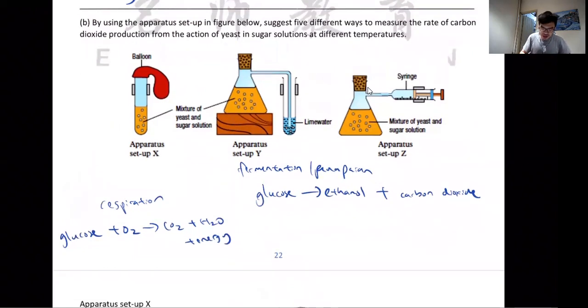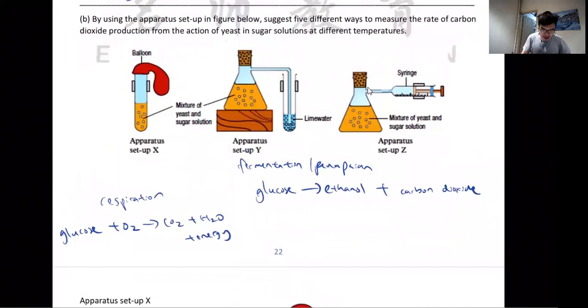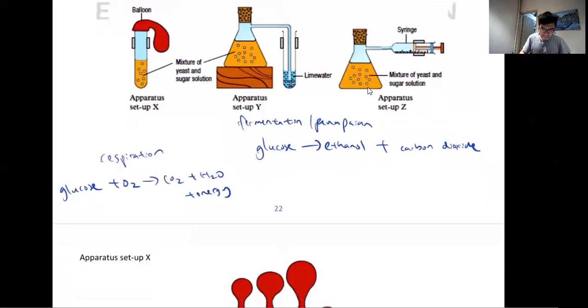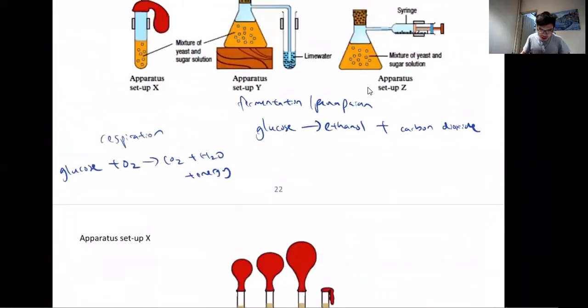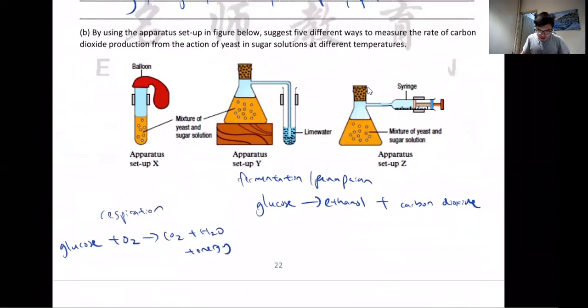There are three here. There's catching it with a balloon. There's putting it in a container and channeling it to lime water. There's putting it in a conical flask and then channeling it to a syringe. So there are many ways to measure carbon dioxide. Let's look at what they are. What are they asking again? 5 different ways to measure.